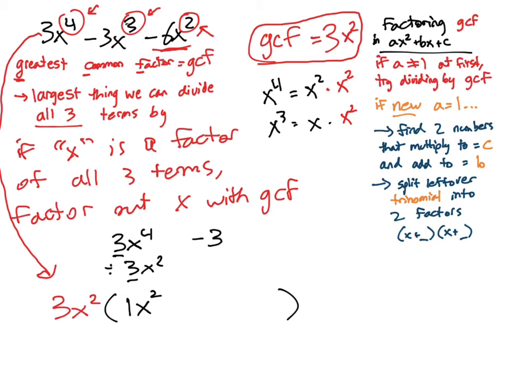Then we have negative 3x to the third divided by 3x squared. First, if we divide these coefficients, negative 3 divided by 3 gives us negative 1, and x to the third divided by x squared gives us x. And when we divide negative 6x squared by 3x squared, negative 6 divided by 3 is negative 2, and x squared divided by x squared is 1. Anything divided by itself is just equal to 1.